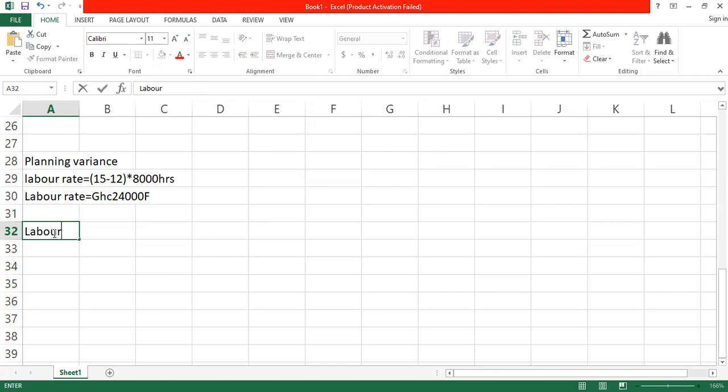Then the next one is that the hours also have changed. So we look at the labor efficiency. The labor efficiency will be calculated at the standard hours, which is the hours based on the original budget, which is 3 hours times 2,000. That will give us 6,000. Am I correct? Minus the 8,000. This will be multiplied by the standard rate, which is 12. It's the same as the one we calculated at the beginning.